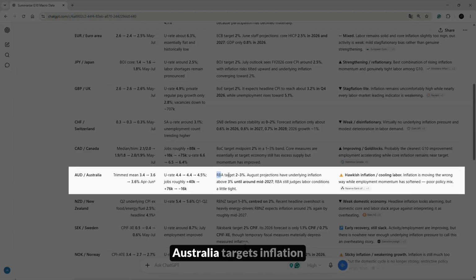Now, the Reserve Bank of Australia targets inflation between 2 and 3%. Trimmed mean CPI sticking at 3.6% is obviously too high. This is forcing the Reserve Bank of Australia to keep interest rates high. Now, we look at the labor market. The labor market is softening ever so slightly.